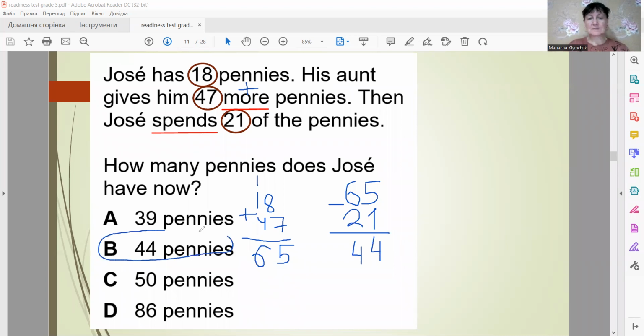So here, 2 steps. By the way, for this task, I will put 4 points. 1 for correct equation for plus. 1 for correct answer for plus. 1 for correct equation for minus. And 1 for correct answer for minus. So here you have a chance to get 4 points in this task.